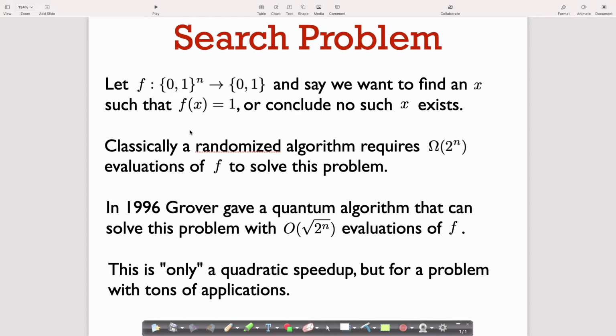So although this is maybe only a quadratic speedup, Grover's algorithm finds a tremendous number of applications because this kind of generic search problem comes up in so many different places. Okay, so that's one reason why it's such an important algorithm.